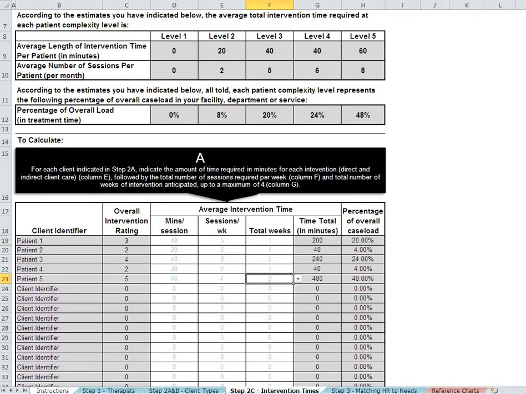So I've gone on to input the average intervention time for the next 4 patients, and what you can see is the chart populates the total time in minutes for each of these patients, as well as the percentage of overall caseload. So you can see here that patient 5 requires a total of 480 minutes of care and makes up 48% of the caseload.